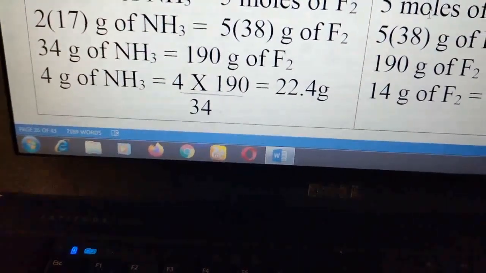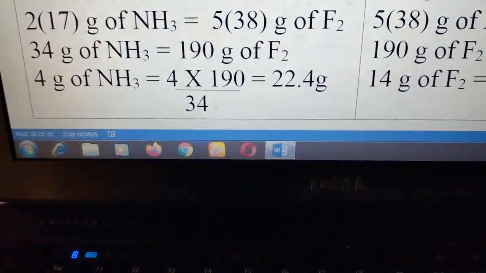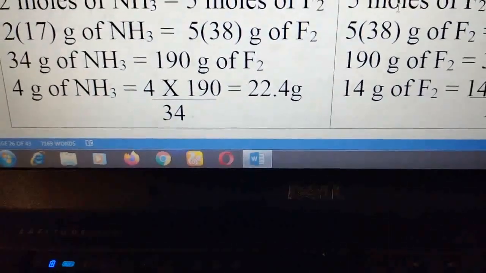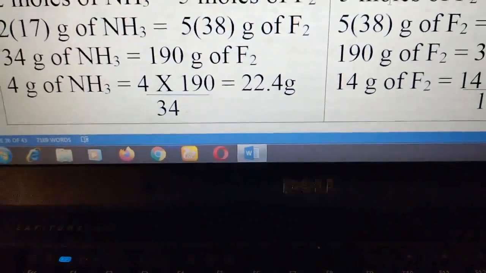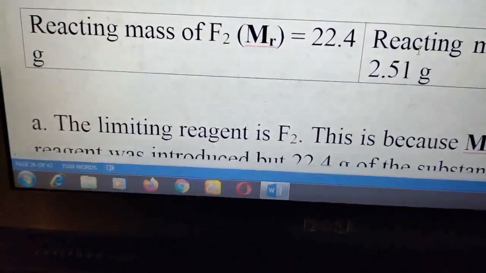Therefore, 4 grams of ammonia, which is the initial mass of ammonia given to you in the equation, will give you 4 times 190 over 34 by proportion. We now have 22.4 grams of fluorine. So this is the reacting mass of fluorine, 22.4 grams.